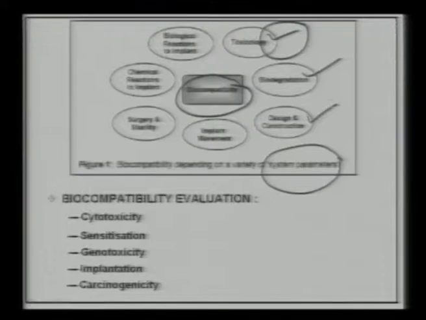Number 3, design and construction. It also depends on the shape of the biomaterial. For example, if the shape is circular, then you do not have any stress concentration at any edge of the biomaterial. However, if you have a very sharp edge, like a square type of implant, these corners are potential sites where there will be stress raisers, where the stress can be quite high, and accordingly, when the implant is used for load bearing applications, the presence of these square corners will affect its biocompatibility.